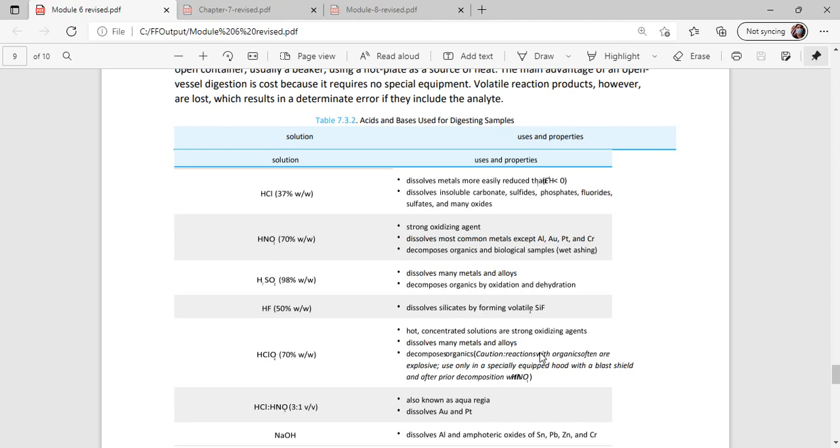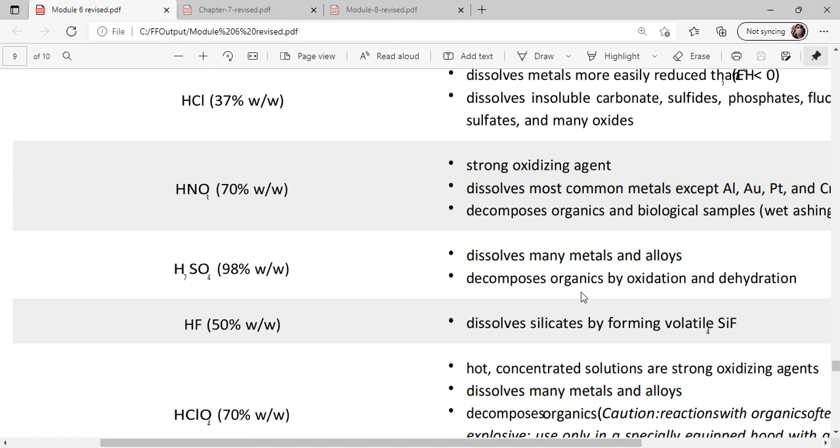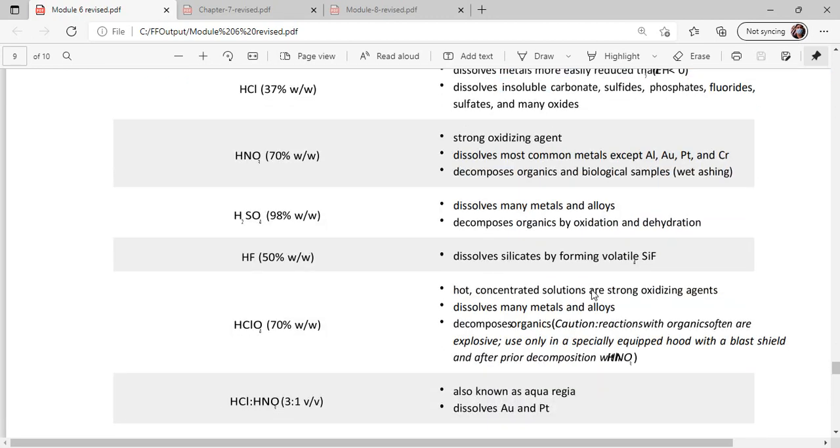Au is gold, Pt is platinum, and what is Cr? Chromium. Okay, then it dissolves and decomposes organics and biological samples. Then your H2SO4 dissolves many metals and alloys, decomposes organics by oxidizing and dehydration.